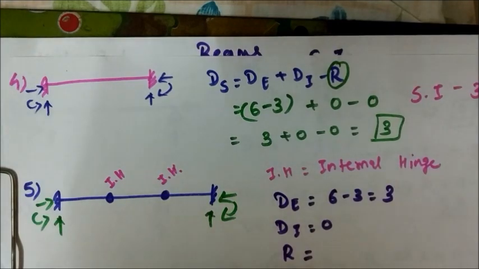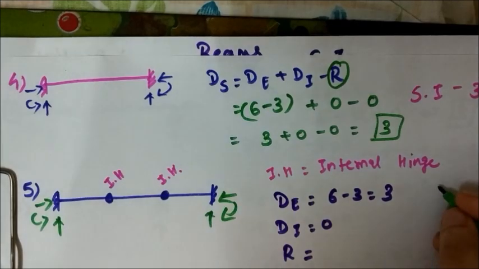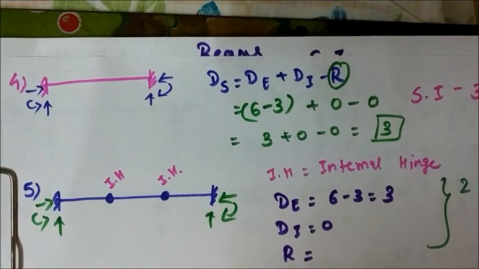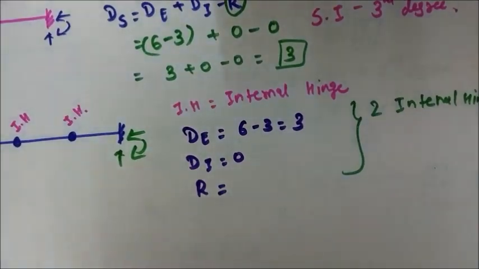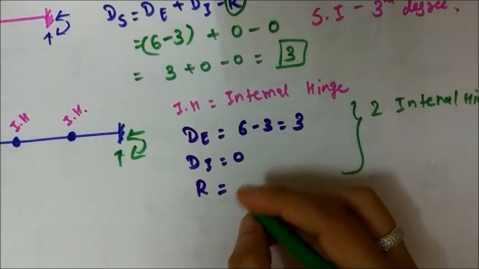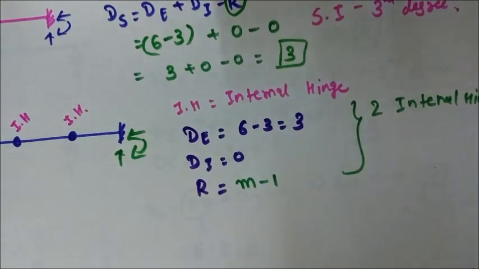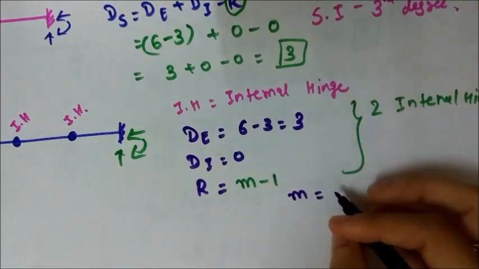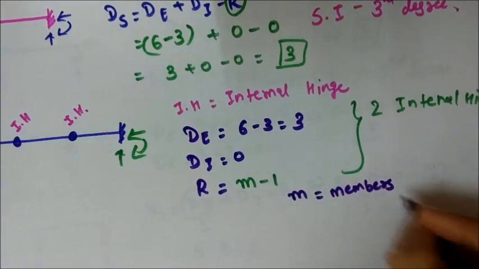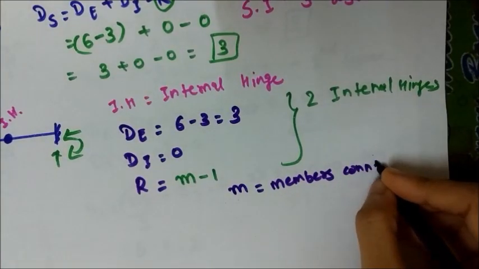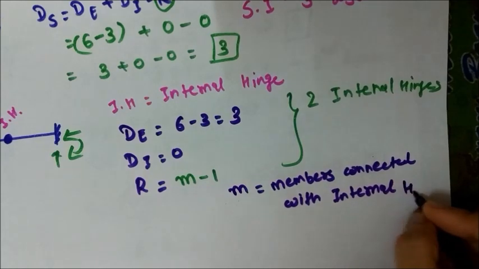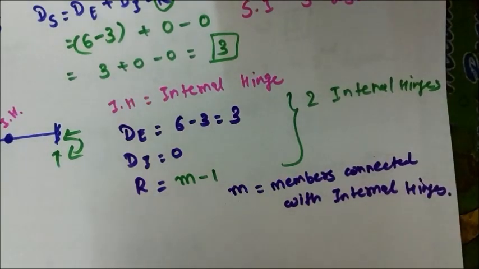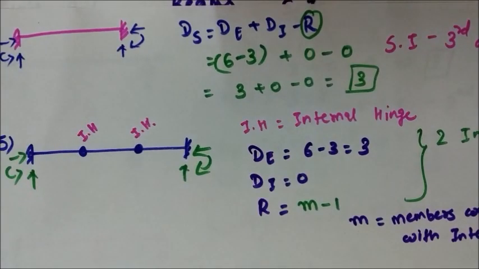And now let's talk about R. You have a total of 2 internal hinges. So when you calculate R, as in releases or internal hinges, you have to take m minus 1, where m is the number of members connected with the internal hinge. Okay, so for this particular example we have a total of 2 internal hinges.